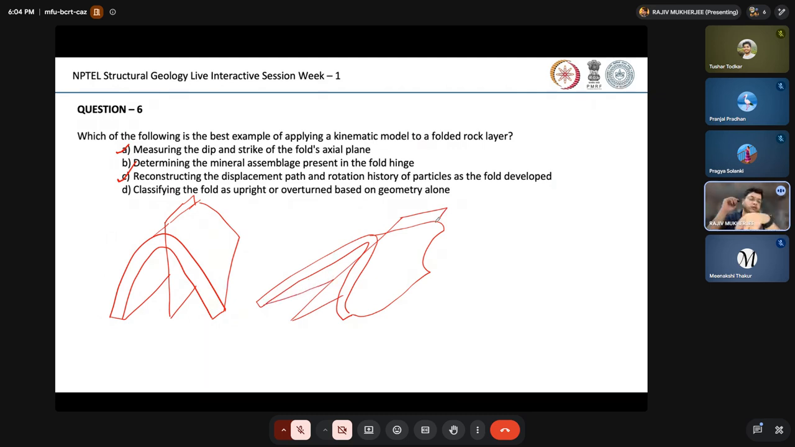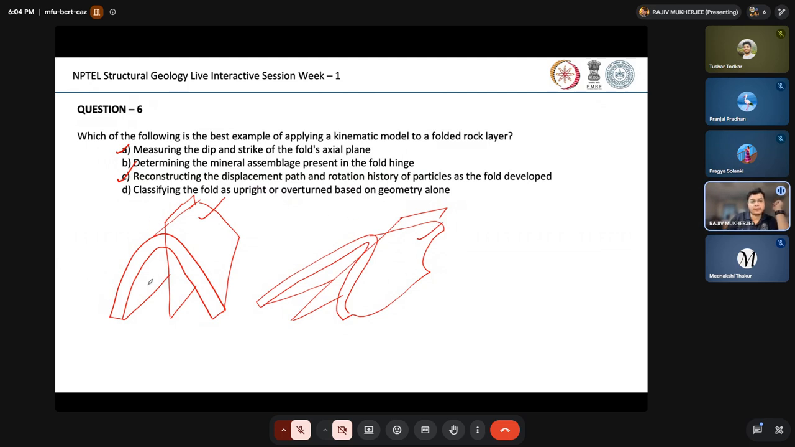Right? So there are two folds. Now tell me which one is the symmetric fold and which one is the asymmetric fold. The first one is symmetric. Okay, so of course this one is symmetric and this one is asymmetric, right?